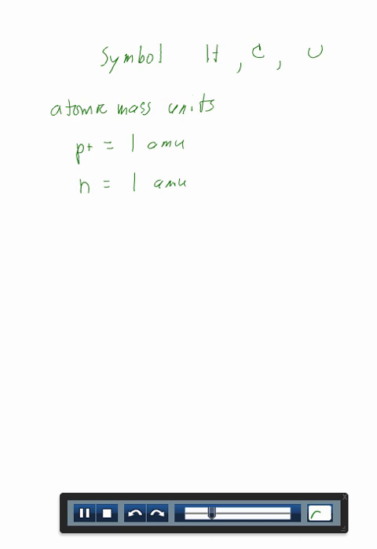So we symbolically write an atom, say carbon. We would write the number of protons as a subscript, and we write the number of protons plus neutrons as a superscript. So the carbon-12 isotope would have this symbol. That means that we have 6 protons, and we have 6 protons plus 6 neutrons in the nucleus.